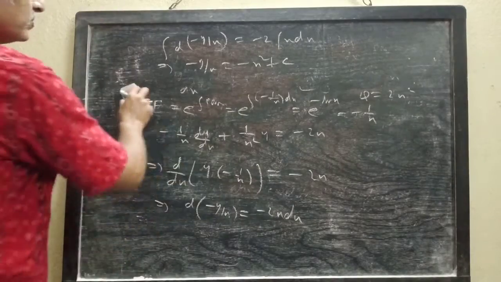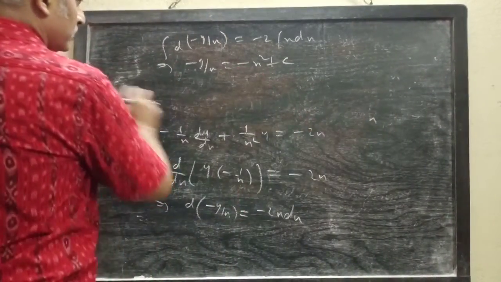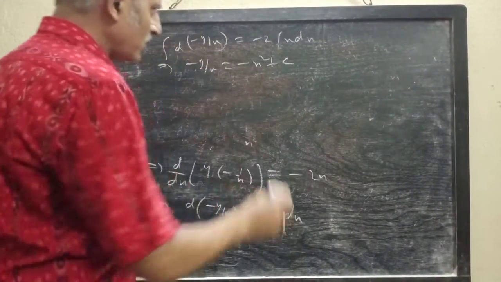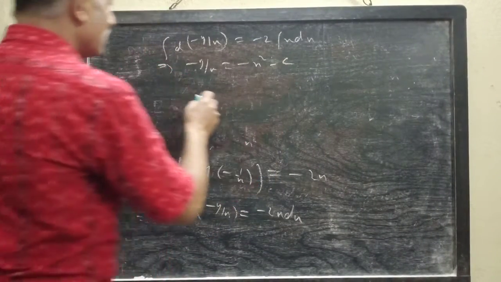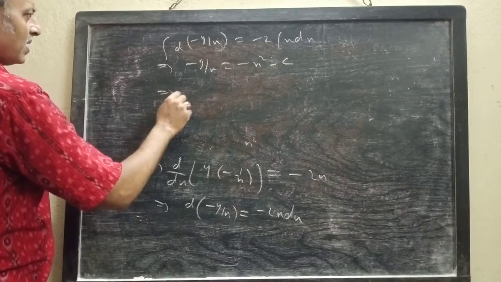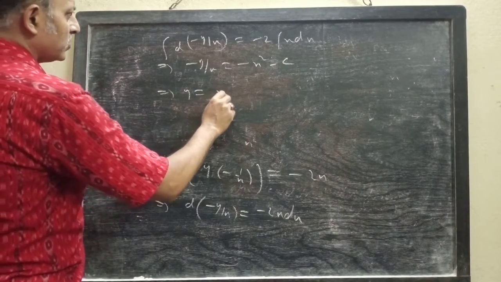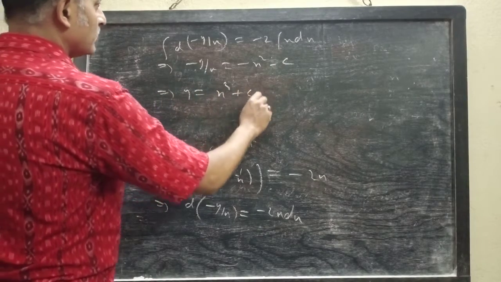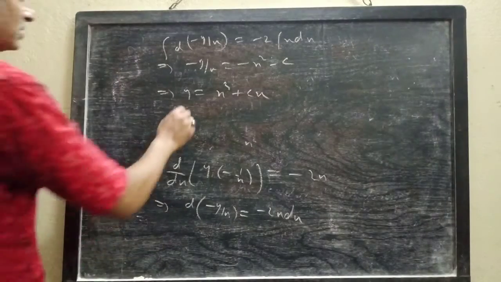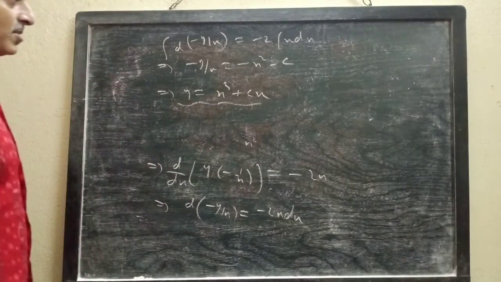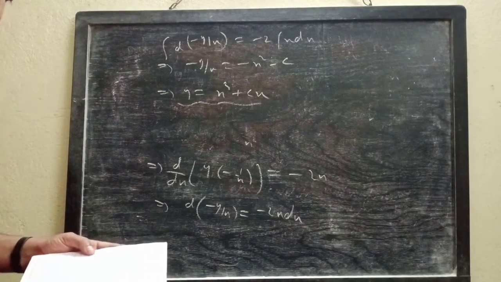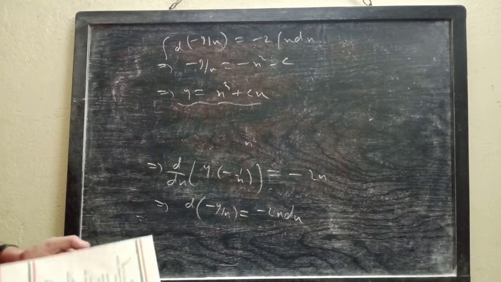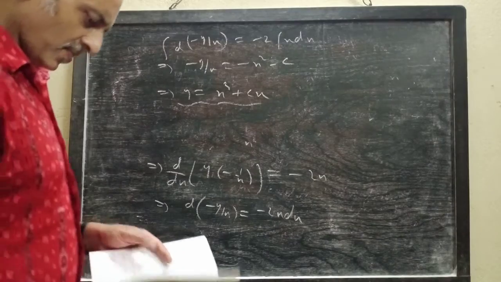Then multiply both sides by x, you get y equals x cube plus cx. This is our general solution where c is an arbitrary constant. You have to write here, this is the general solution of the given differential equation where c is an arbitrary constant. Okay.